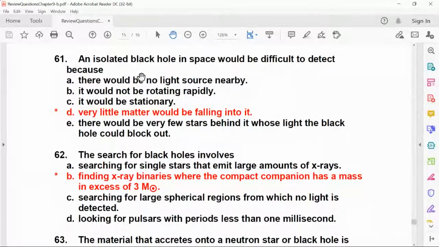An isolated black hole in space would be difficult to detect. Well, we will not know of its existence because very little matter will be falling into it. We need to see the black hole in action in order to see its effect. And I told you in the beginning of the lecture, some argue that if you take the sun and replace it with a black hole of the same mass, the planets far away would continue orbiting. But if they get closer, they will be shredded.